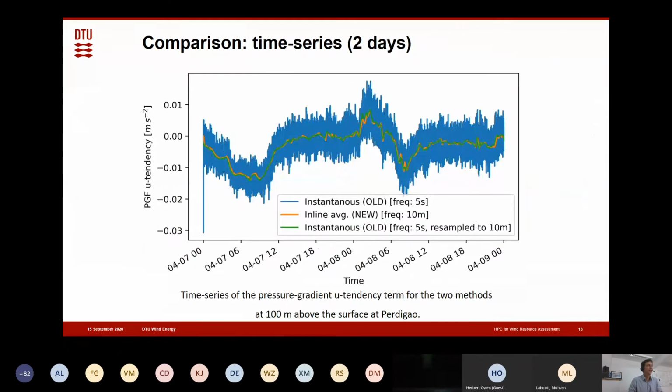Okay, and if we look at the comparison of using the post-processing averaging and the inline averaging, you can see that the two methods are agreeing. So we're not losing any fidelity in doing this inline averaging compared to the heavy post-processing averaging. If we take the pressure gradients every 5 seconds, you can see the blue line here is showing the amount of variation there is as we go from time step to time step.